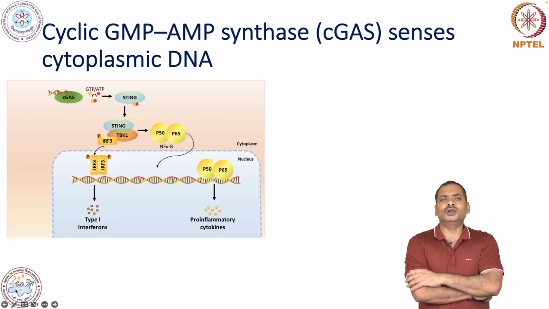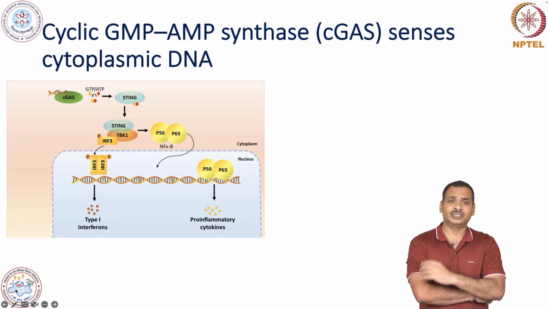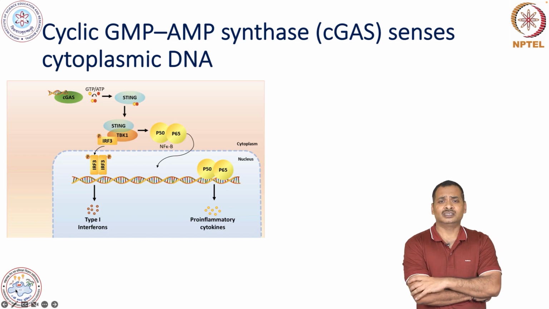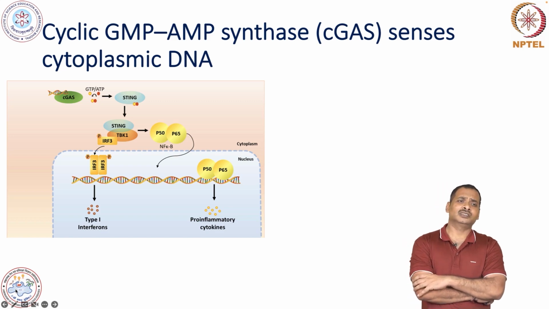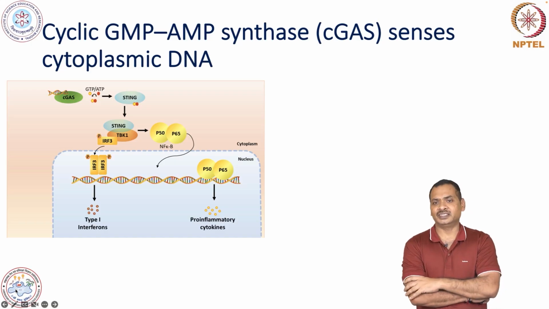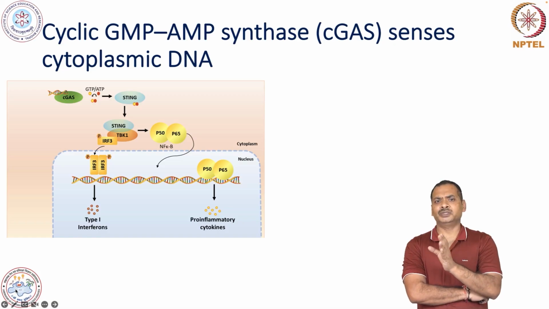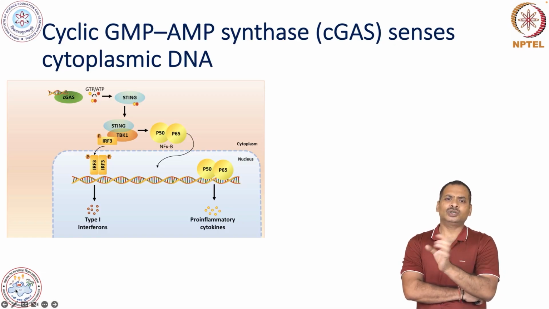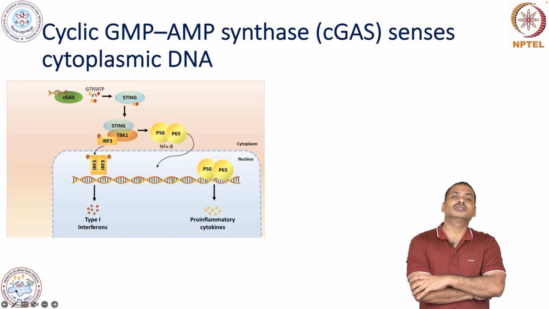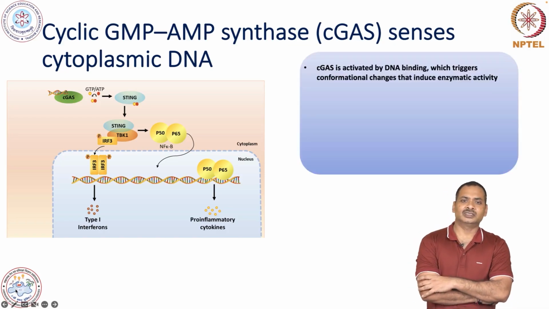Another very important DNA sensor which directly interacts with the DNA molecule is cyclic GMP-AMP synthase. We call it cGAS in short. This cGAS also senses the cytoplasmic DNA.